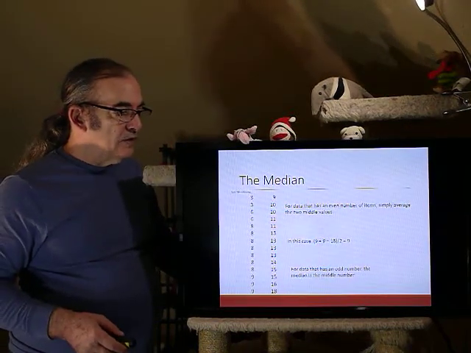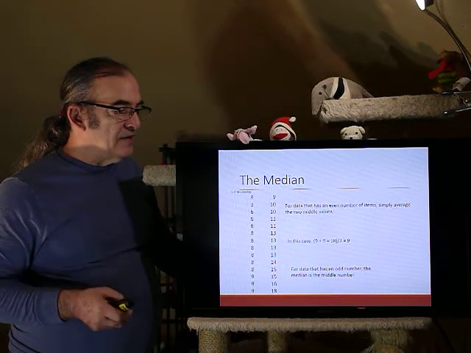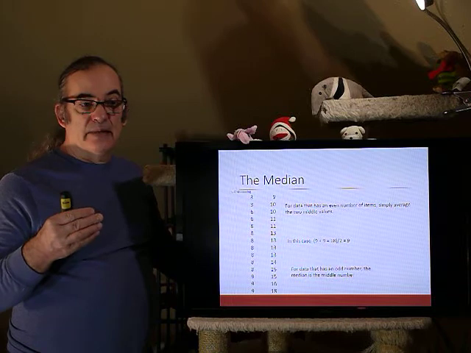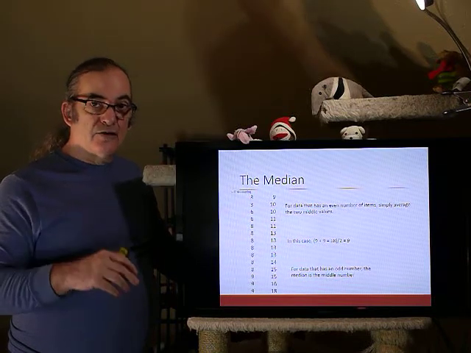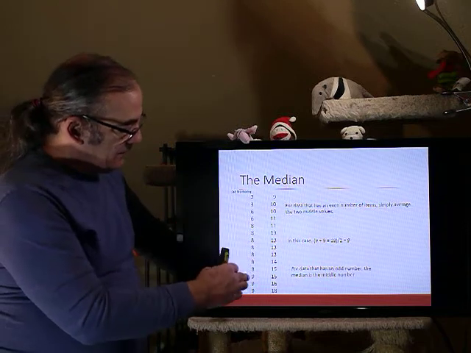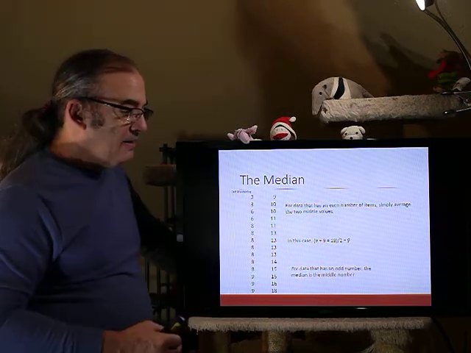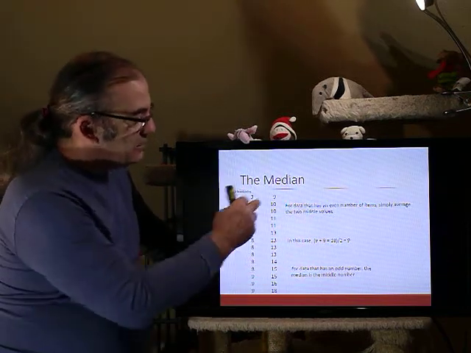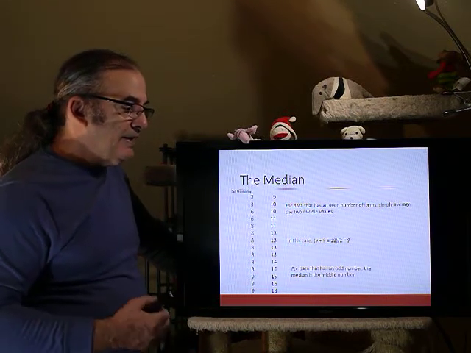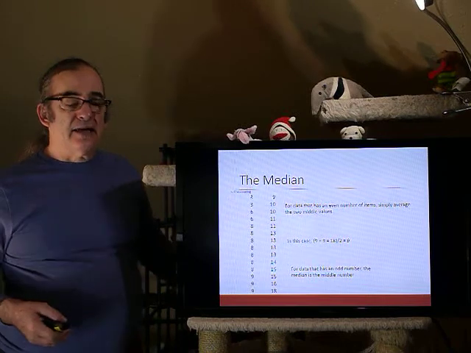score. So for data that has an even number of items, you take the 2 middle values and you average them, and that becomes your median, as the average of those 2. So in this case, we have 9 and 9, this 9 and this 9 are the 2 middle scores, right? They equal 18, we divide it by 2, and that means the median in this case is 9.